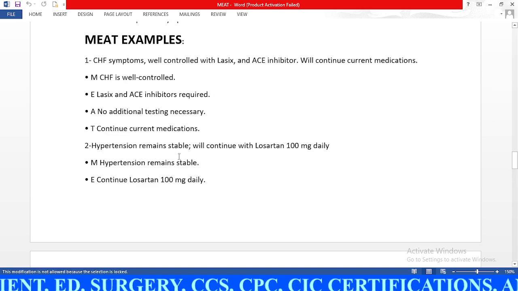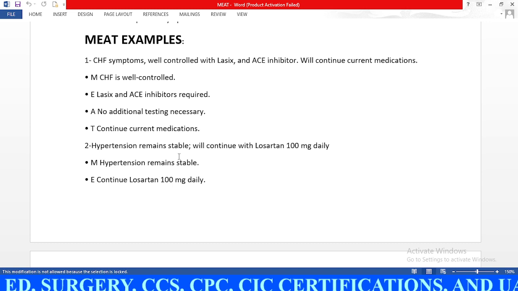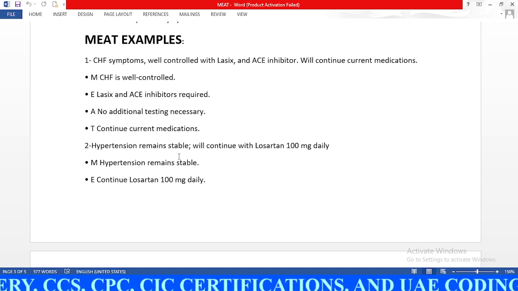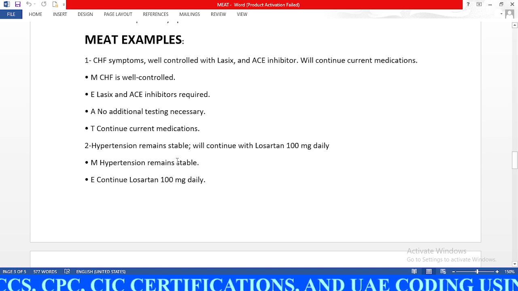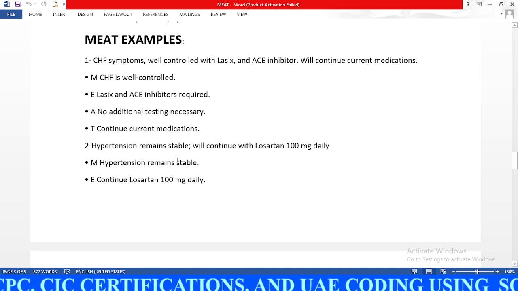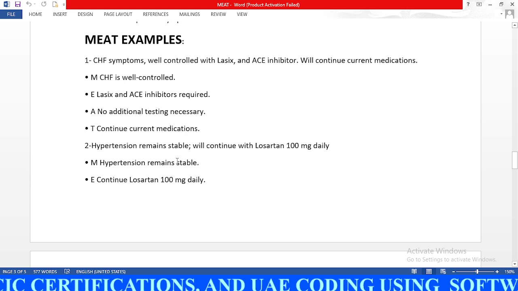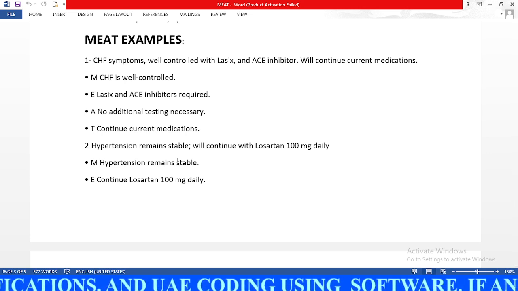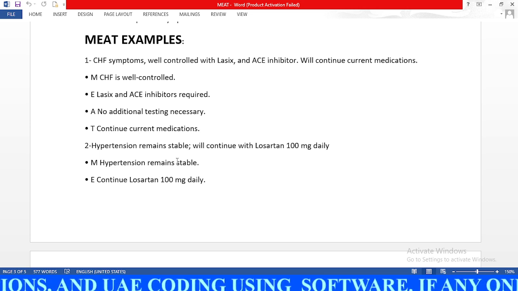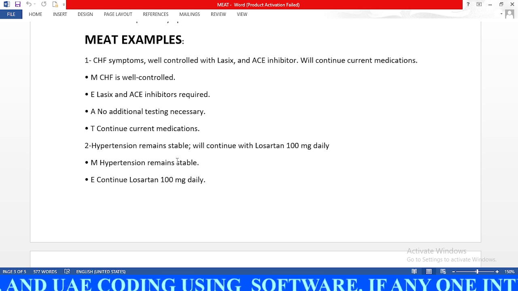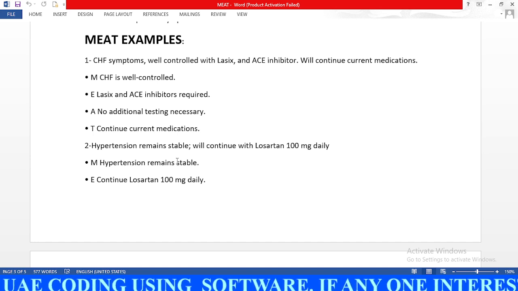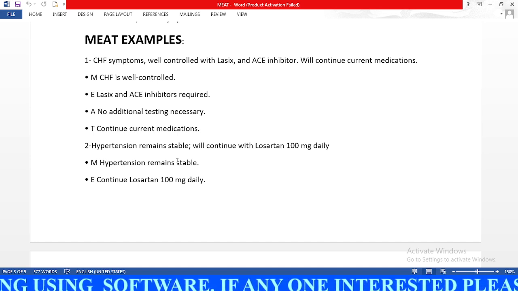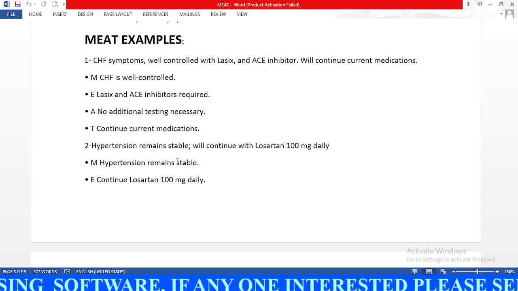So next we will see a few MEAT examples. First one is congestive heart failure, symptoms will control with Lasix and ACE inhibitor. Will continue current medications. So here CHF is well controlled, which means the physician has monitored CHF. So next one is evaluation. So Lasix and ACE inhibitors required. So the physician has evaluated the patient and decided that the patient needs to have Lasix and ACE inhibitors.